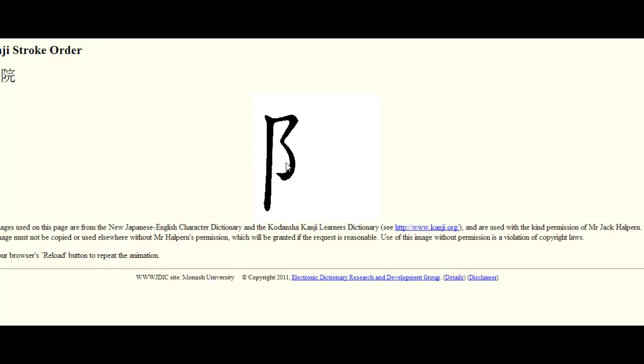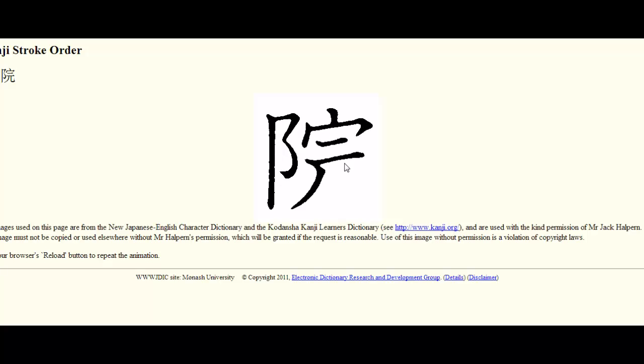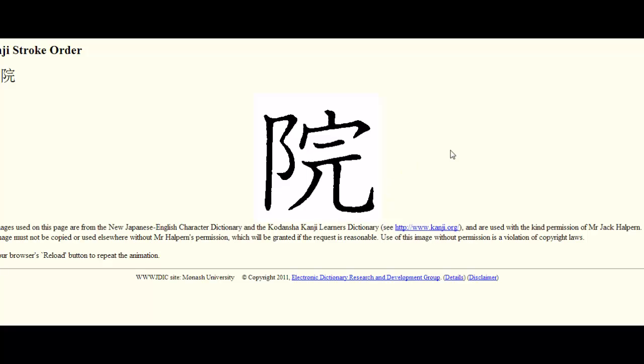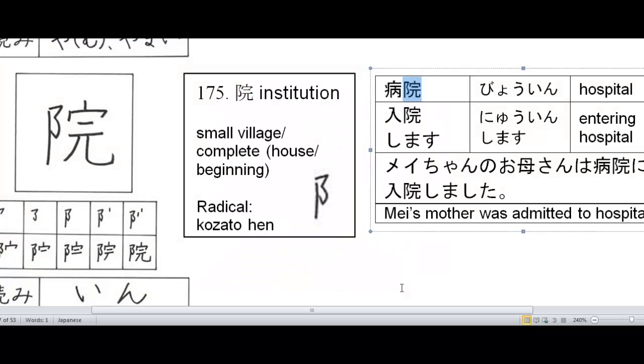Here we go, 1, 2, 3, 4, 5, 6, 7, 8, 9, 10. And there we have it, in. And we've got some recognizable elements there, haven't we? Let's check it out in the kanji reference book. Okay, let's look at the elements. Here on the left, this element down here, this is called a kozatohen.